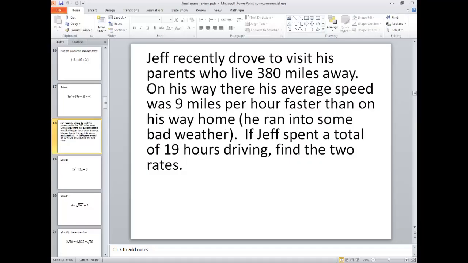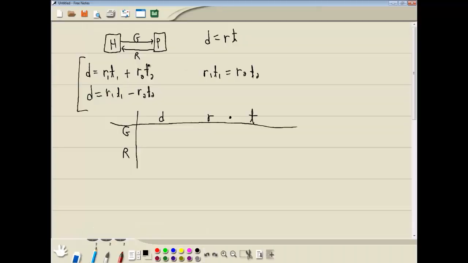In this problem, they say Jeff recently drove to visit his parents who live 380 miles away. So they're telling us that the distance from the home to the parents is 380 miles. Well, whether you're going or coming back, it's still going to be the same. So this is 380. And this is where the equals is implied. That's your times.